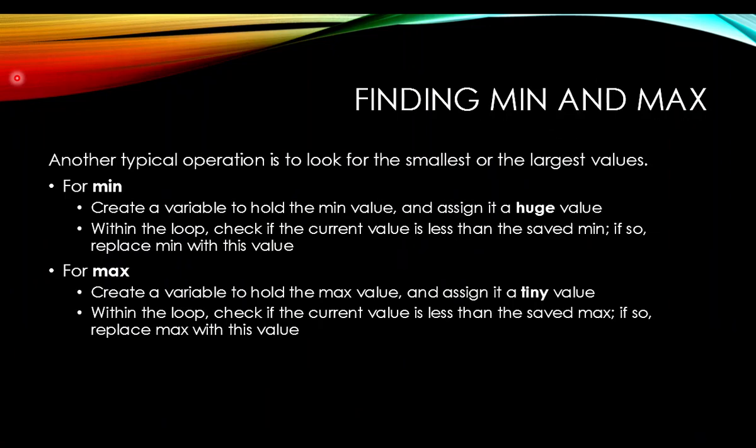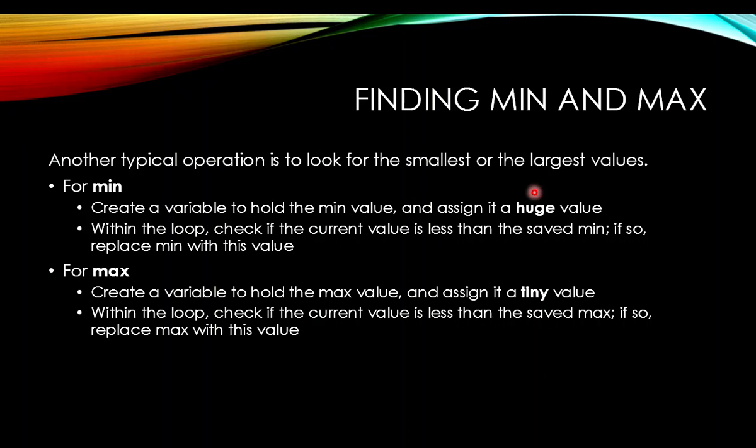If you're looking for the smallest value, or the minimum, you create a variable to hold that, but you assign it, this is one approach, to a huge value. That way, the first number that comes along has to be smaller than that, therefore it becomes the smallest value right off the bat. Same thing if we're looking for the maximum, you assign it to a tiny or very large negative value, because that way the first number that comes along will be the largest one you've seen so far, so that will occupy that spot right off the bat.